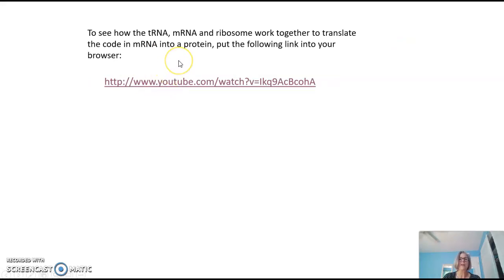To see how the tRNA, mRNA, and the ribosome work together to translate the code in mRNA into a protein, you should put the following link into your browser and watch that video while pausing this video. Once you have watched that video and you understand how these all work together, come back to this video to finish the final slide.